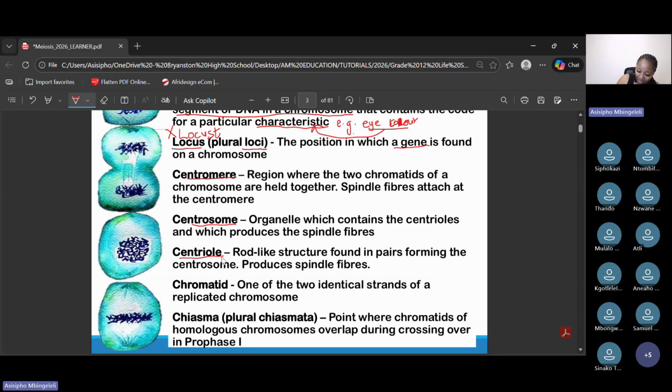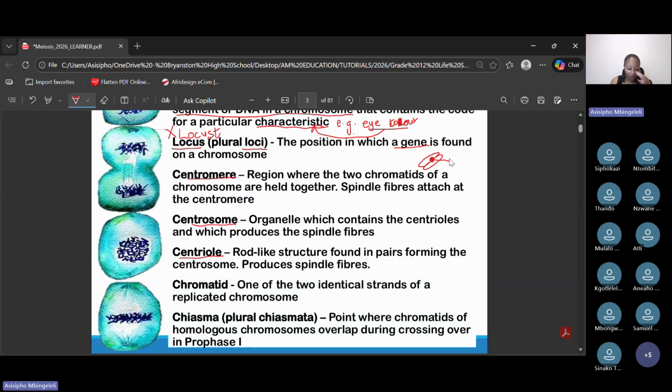So if a chromosome is replicated, it will have two chromatids. This is the first chromatid, and this is the second chromatid. Now we are going to need something that is going to join these chromatids together. It's normally drawn as a big dot or a small dot there in the middle to show that we are joining the two chromatids. So this is a centromere.